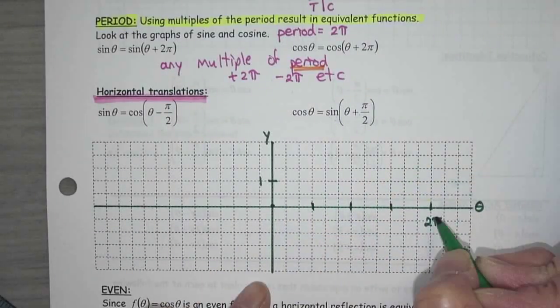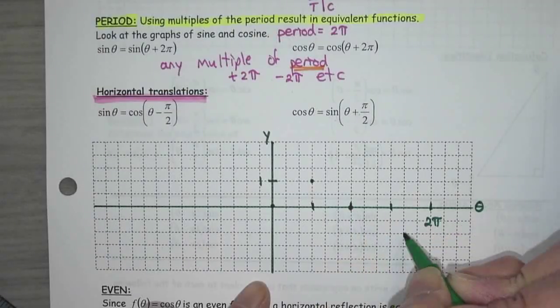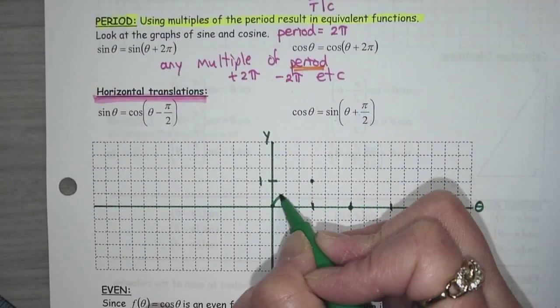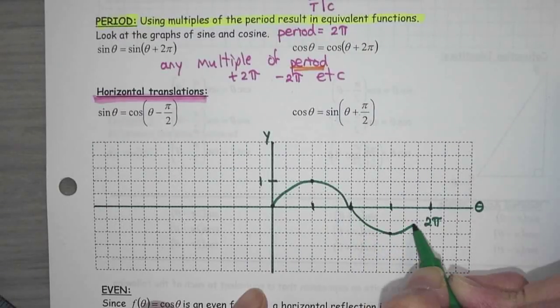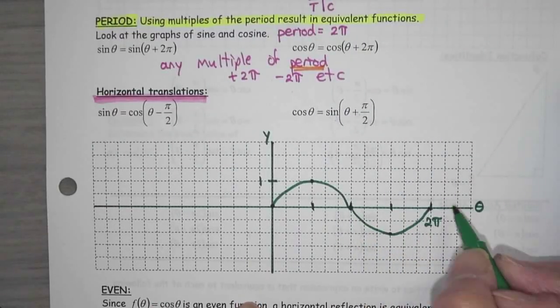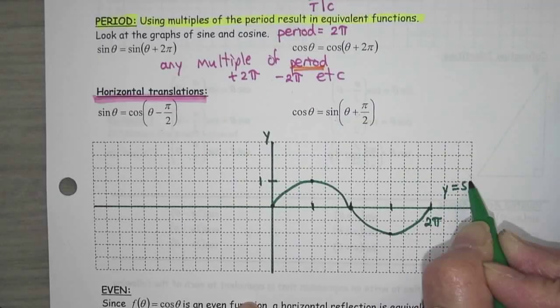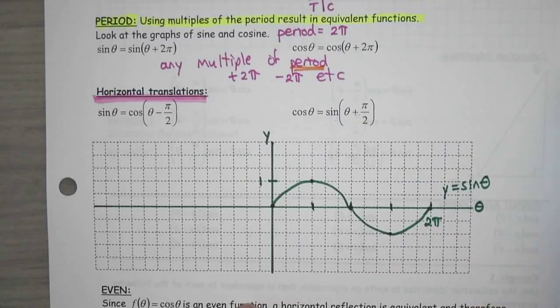So sine starts here. This is 2 pi, goes up, down, down, up. Try to make it look like a half circle, right, or a parabola. And then another parabola that goes like this. Okay, so that is sine, so that is y equals sine theta. So I'll do that in green here.